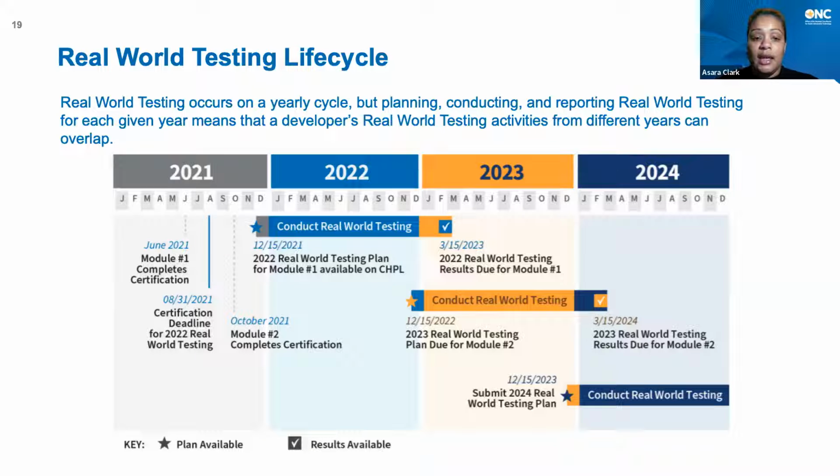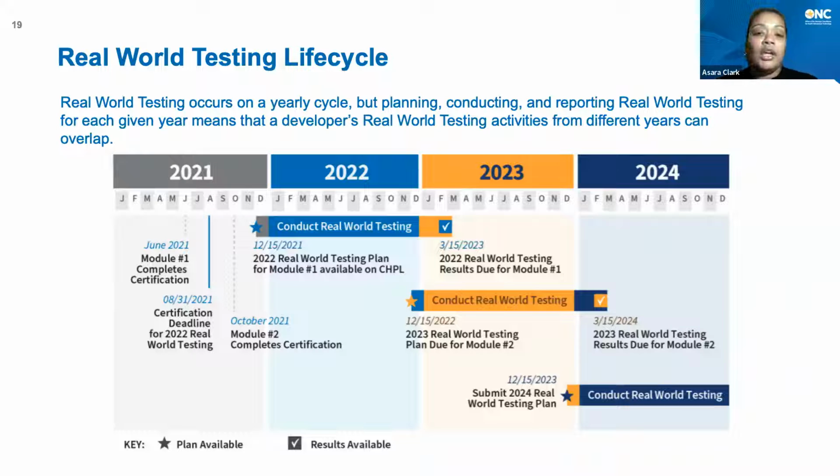All right. Now I'll note that if module number 1 is still certified, right, it still has an active certification as of August 31st of 2022, then module number 1 also goes into the 2023 plan that is due to your ONC ACB to be made publicly available December 15th of this year. Okay. So this is how these sort of overlapping activities will happen.